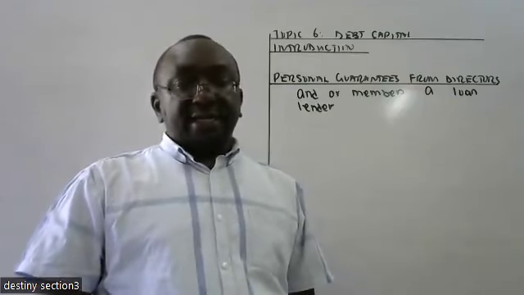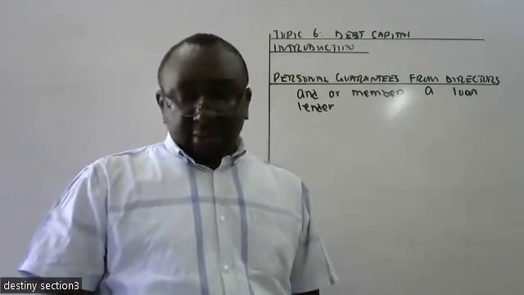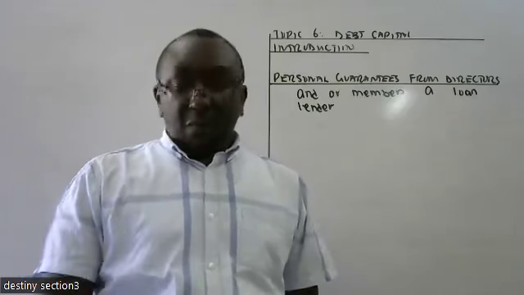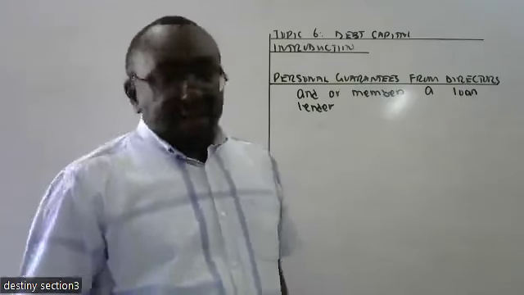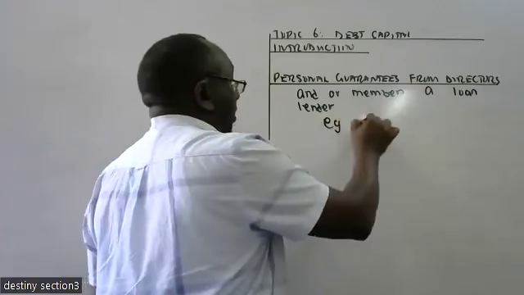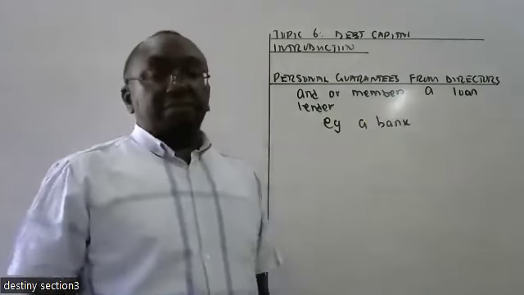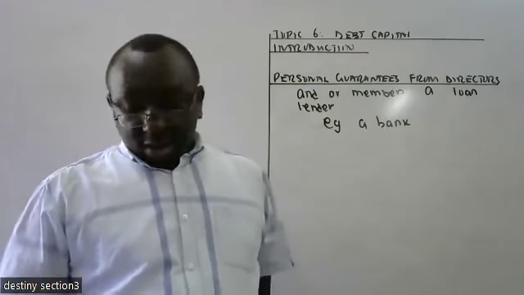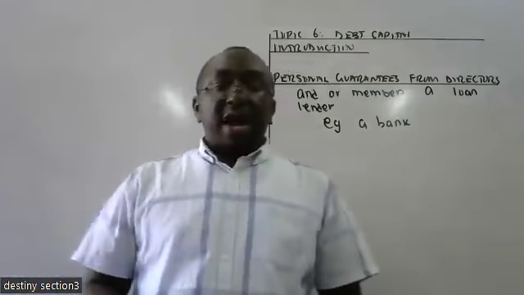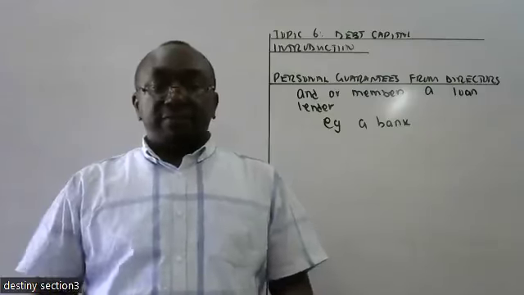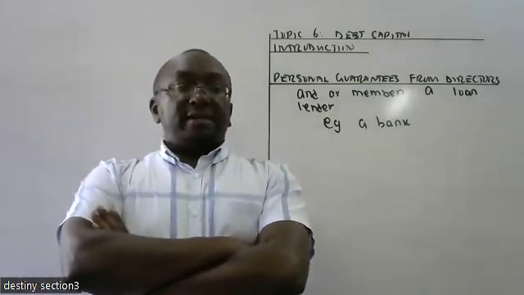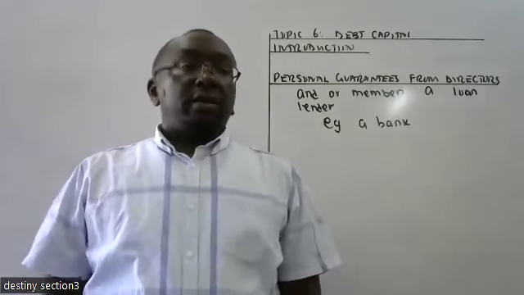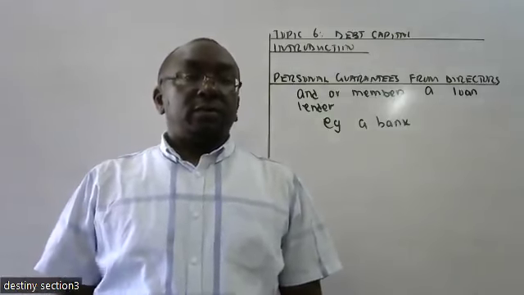First of all, personal guarantees are used where, point number 1, the lender is very powerful, e.g. a bank. Two, the borrower has no other source of funds available.